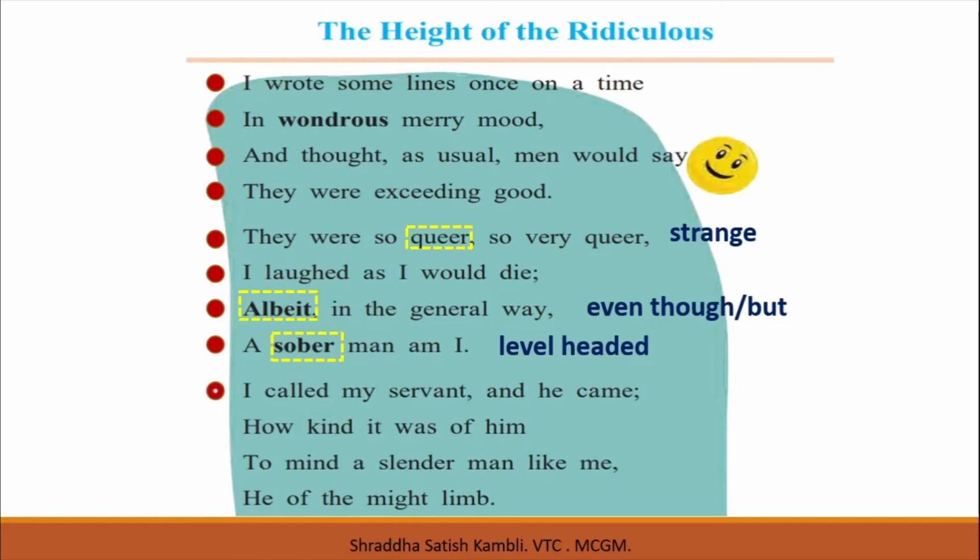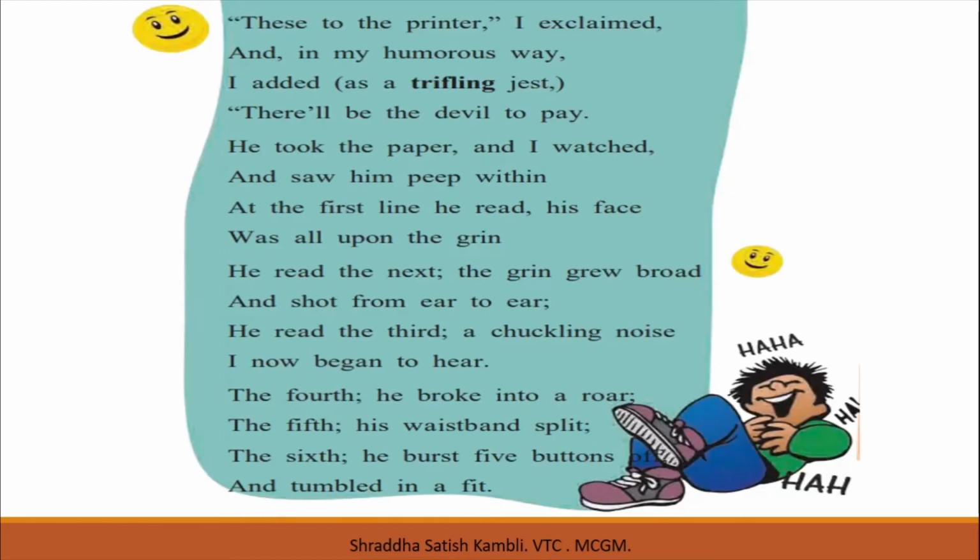I called my servant and he came. How kind it was of him to mind a slender man like me, he of the mighty limb. He of the mighty limb means he was a very strong person physically. But in spite of me calling him, he would have come anyway because he is the servant. He has to obey the master. But he's saying, in spite of him being so strong, I called him and he immediately came to me and I asked him to read my poem.